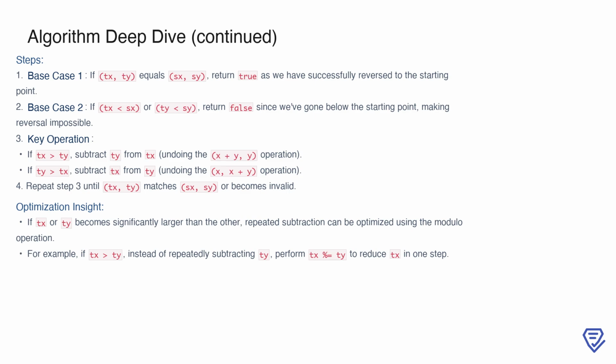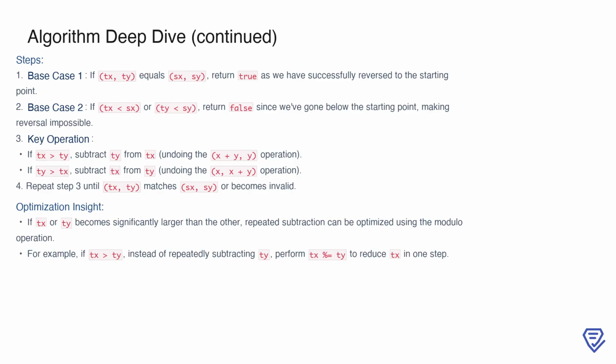The key operation here is to reverse the transformations. If tx is greater than ty, we subtract ty from tx, effectively undoing the x plus y operation. Similarly, if ty is greater than tx, we subtract tx from ty, reversing the x plus y operation. This process is repeated until either tx, ty matches sx, sy, or becomes invalid.